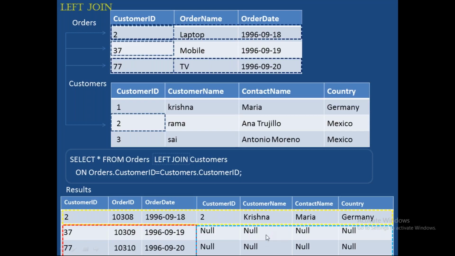Then you need to check a condition saying that the right table column is null. You can consider any of these columns. If you consider any of these columns, it is null because there is no matching record. When I say customer ID is null, then with respect to 37 and 77, I will get them in my result.